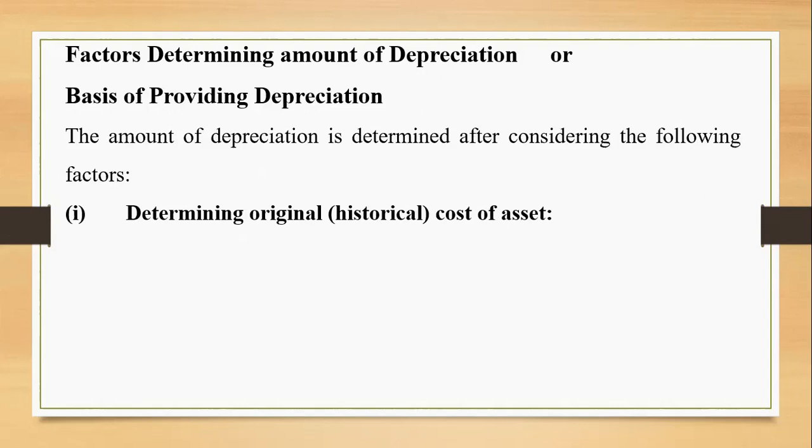Determining the original cost of an asset is the first factor which has to be taken care of for determining the amount of depreciation. Yes, anyone who remembers the example of cost concept? Sir, it was like if machinery is purchased at the cost of rupees 40 lakh or so, rupees 20,000 are paid as transportation cost and 10,000 as installation cost.